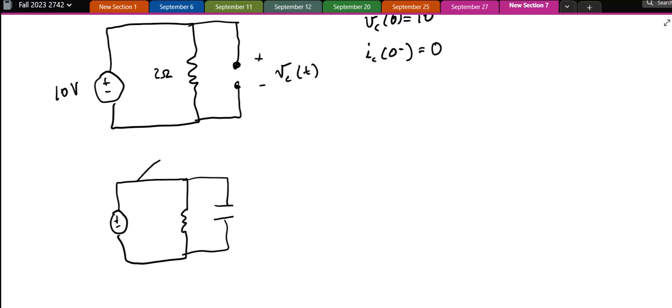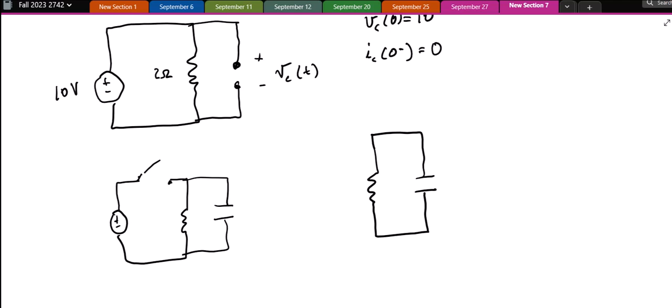We open up the switch, which makes it so that this left part of the circuit is not connected to the right part, and so this voltage source no longer does anything. So right at switch action, what happens is the circuit becomes like this.